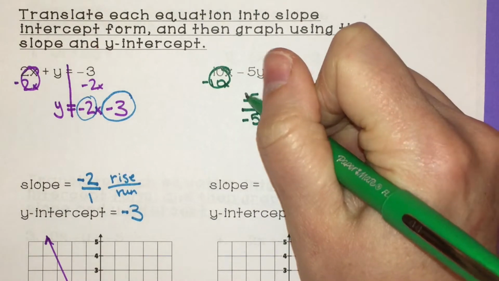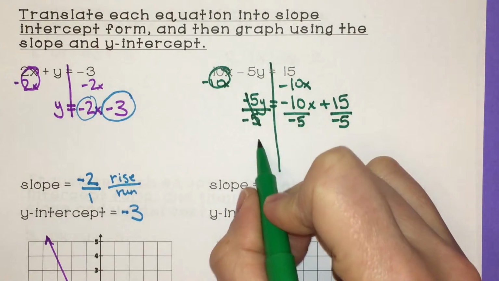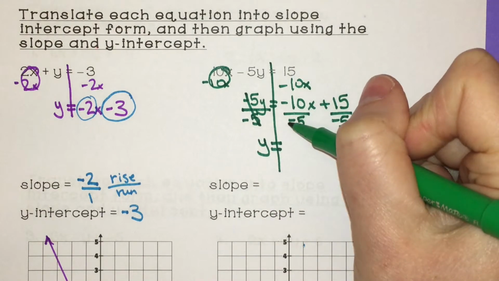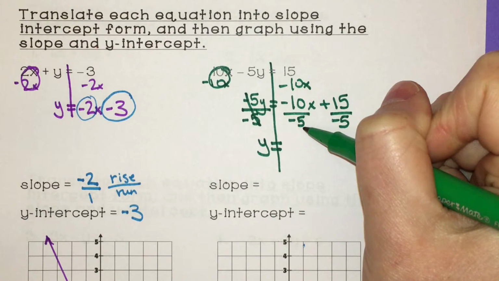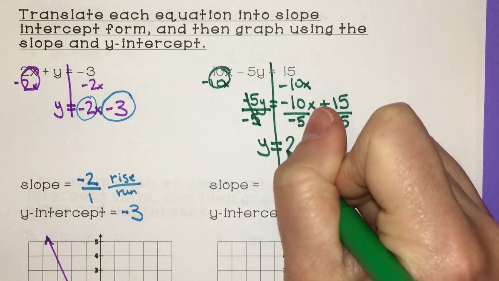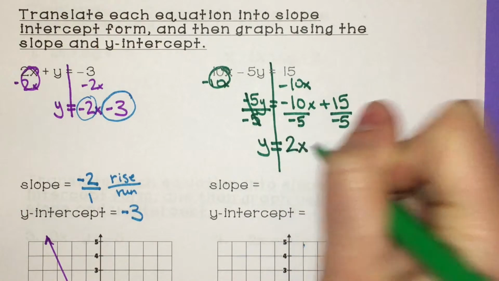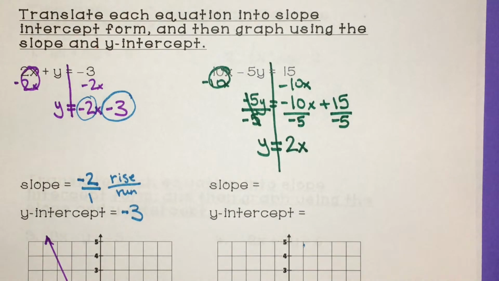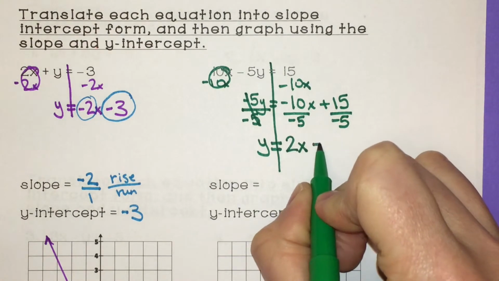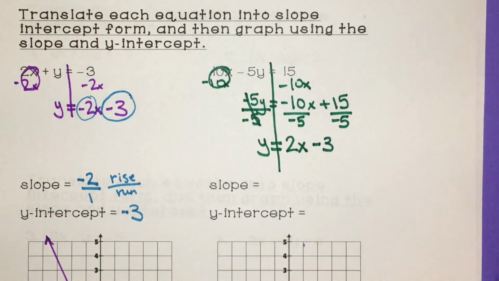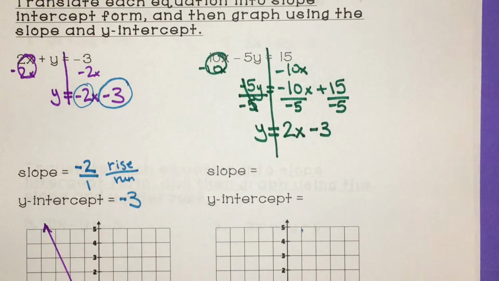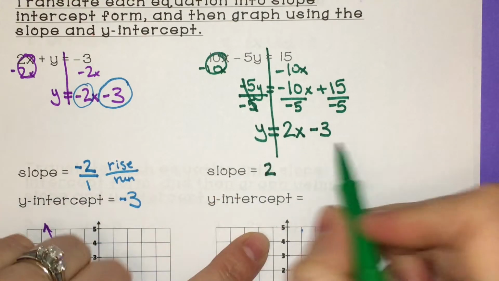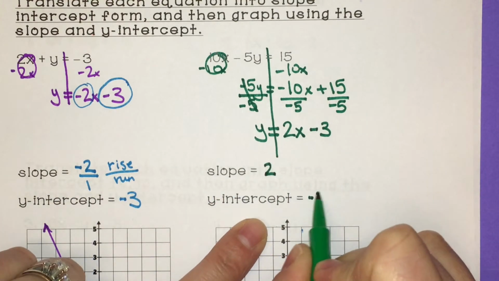Negative 5 divided by negative 5 is positive 1. So we have our 1y, or just y, equals negative 10 divided by negative 5 is positive 2. And that's being multiplied by x. 15 divided by negative 5 is negative 3. So I'm going to rewrite this as minus 3. So I now know my slope is positive 2. My y-intercept is negative 3.